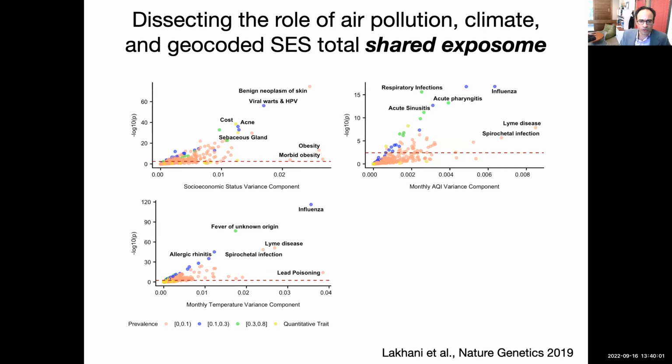And so what you're seeing here is, on that same scale of variation, what percent of total variation can you explain with socioeconomic status? So things like morbid obesity and obesity are a little over 2 to 3% on the left. Very strong p-value. So that's what you're seeing on the y-axis, the negative log 10 p-value. On the right-hand side is air quality. So things like influenza and respiratory infections are also strong AQI variance components in terms of their p-values, a little modest in terms of the total variation explained.